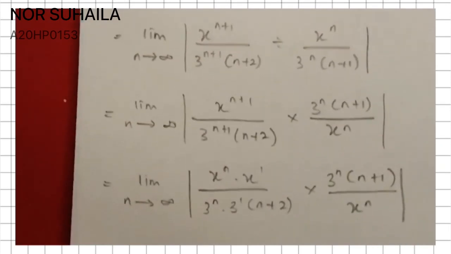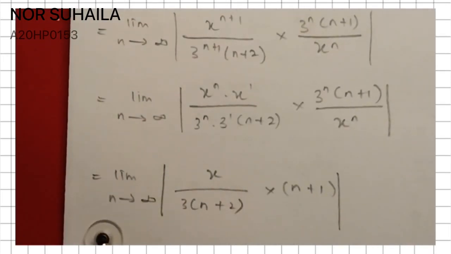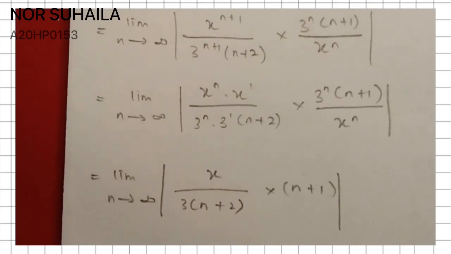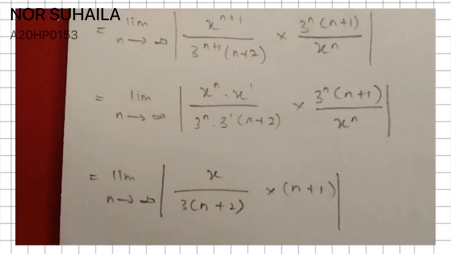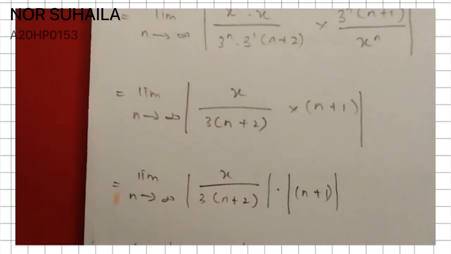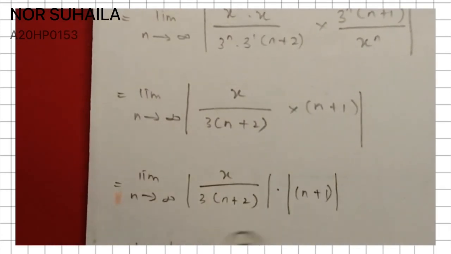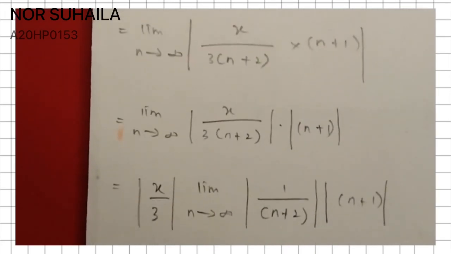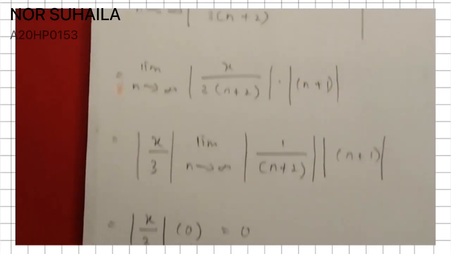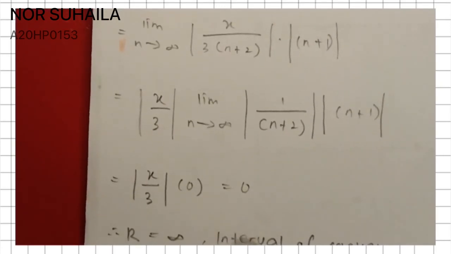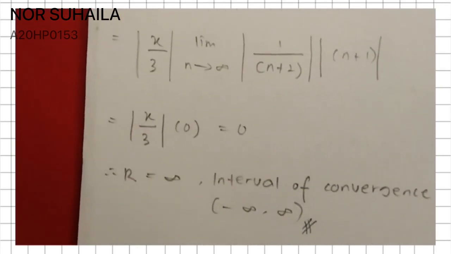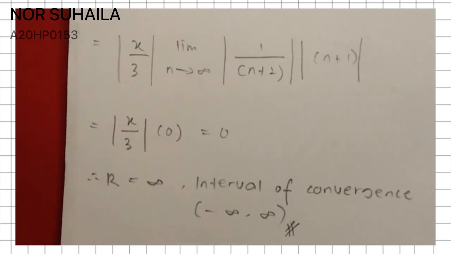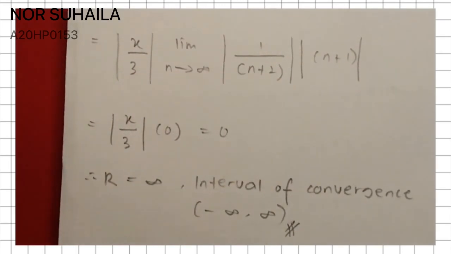So we get the limit as n goes to infinity of the modulus of x divided by 3, times (n plus 1) over (n plus 2). Then we solve and we get 0. If the limit is 0, then R equals infinity, so the interval of convergence is negative infinity to infinity.